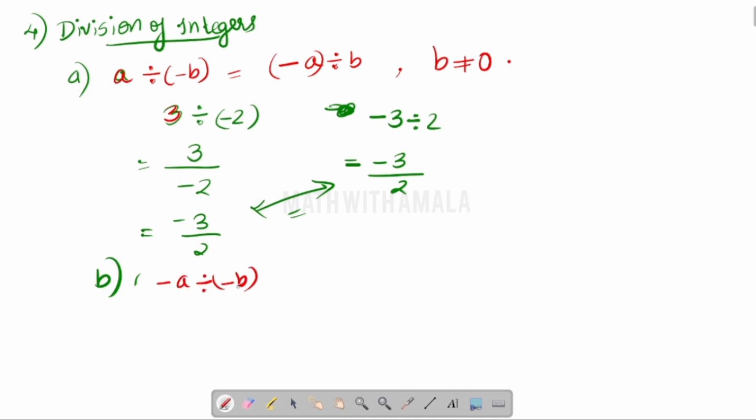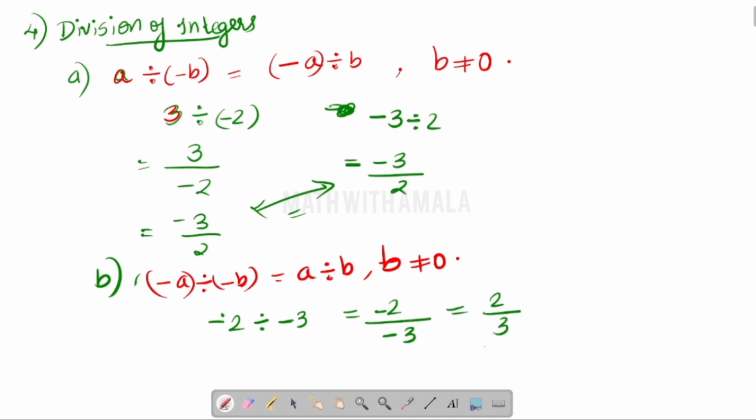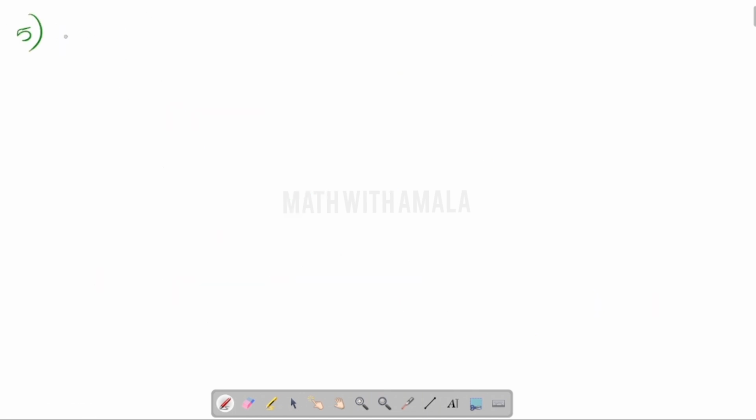But you can note that minus 3 by 2 is not an integer, it is something else. Then the B part is minus A by minus B, that is both are negative. So let's write it like A divided by B. Why? These negatives are getting cancelled, where B is not equal to 0. Let's take an example of minus 2 divided by minus 3, which is equal to minus 2 by minus 3. Let's cancel the negatives because both numerator and denominator contain negative. Answer is 2 by 3. It is very clear that 2 by 3 is not an integer. So division is not closed, that is, integers are not closed under division.